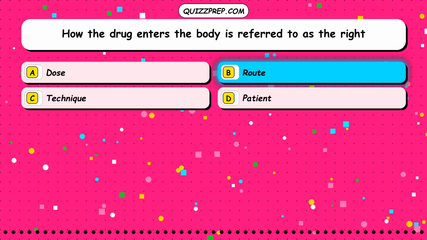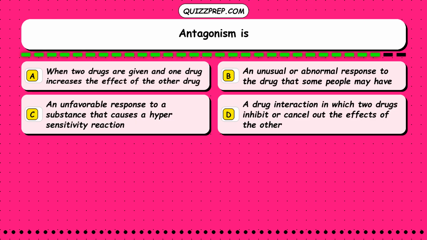The correct answer is option B. Route. Question 222. Antagonism is: Option A. When two drugs are given and one drug increases the effect of the other drug. Option B. An unusual or abnormal response to the drug that some people may have. Option C. An unfavorable response to a substance that causes a hypersensitivity reaction. Option D. A drug interaction in which two drugs inhibit or cancel out the effects of the other.